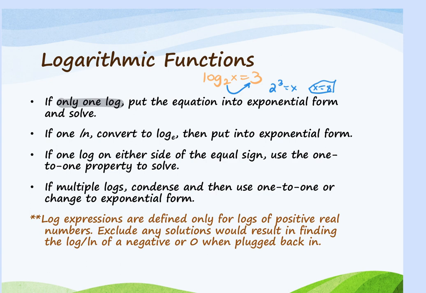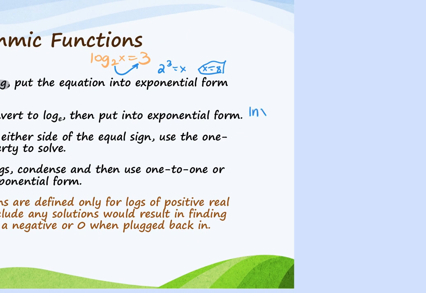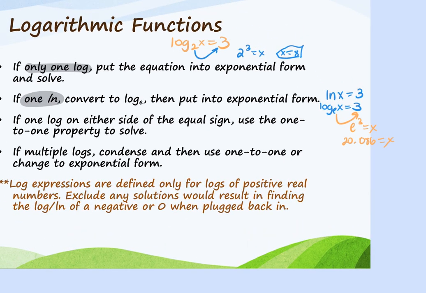The second kind is if there's only one ln. So if this now said ln of x equals 3, I'm going to convert that ln to log base e of x and then convert it to exponential. And I'd get e to the third, which is 20.086. So with one ln or one log, we convert to exponential.